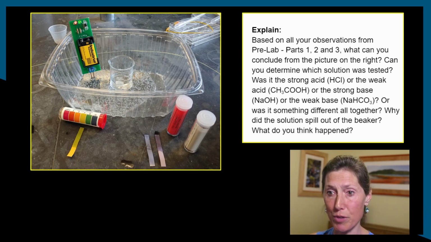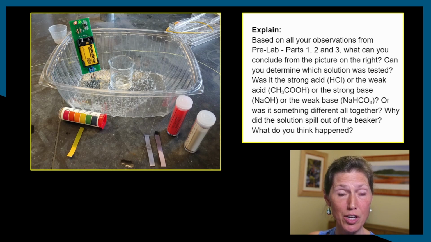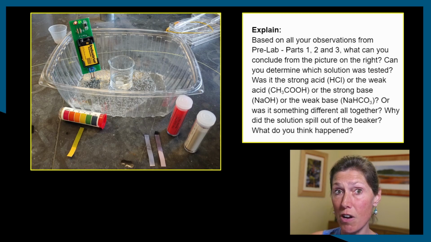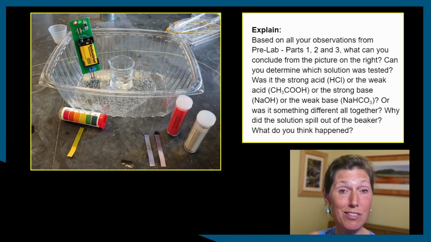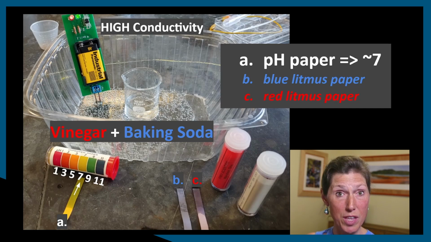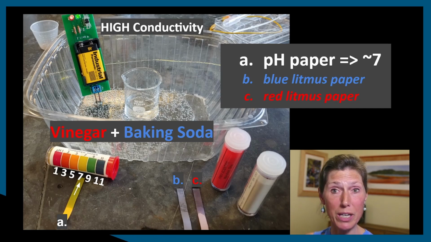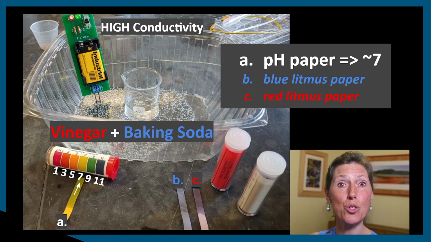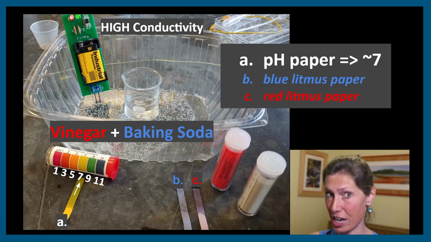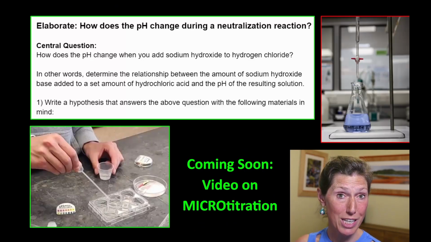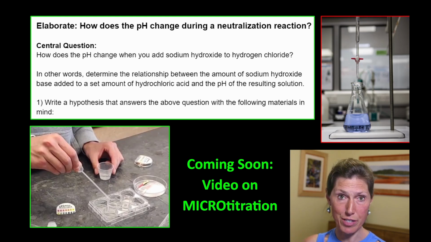In this case, vinegar and baking soda is mixed, and it results in the production of sodium acetate and carbonic acid, which releases CO2. So this data would be a great stepping stone to lab neutralization reactions, in essence, a titration. So that brings me to the elaborate component of this lesson.